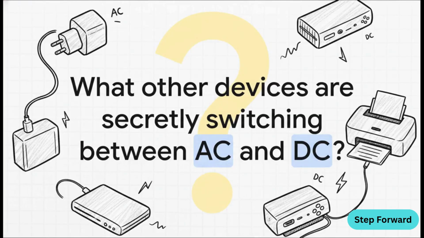And that brings me to a final question for you to think about. Your phone charger is not the only little transformer working behind the scenes in your house. So take a look around. What other electronics have one of those power bricks or a big chunky plug? Every single one of them is secretly managing that same showdown between AC and DC, all to power your world.